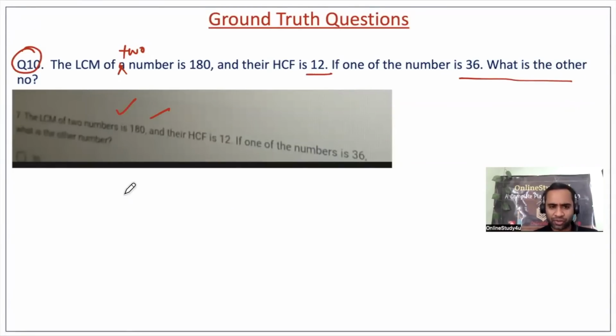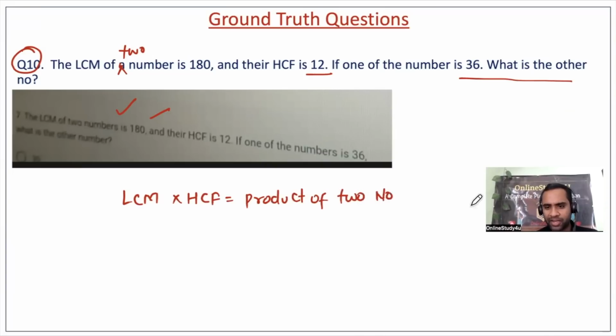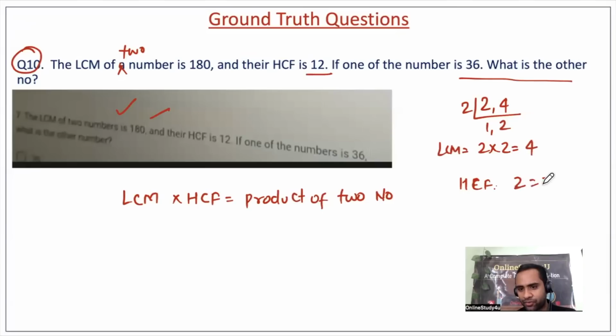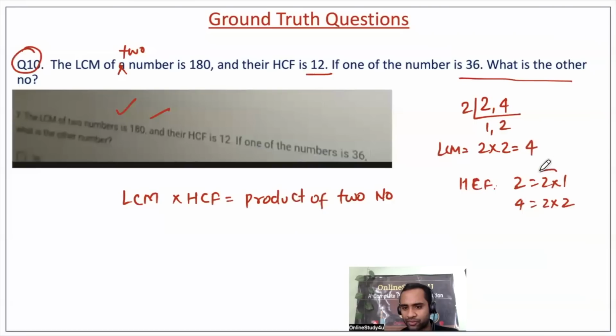Friends, this is again based on the formula. LCM into HCF will be equal to the product of two numbers, right? This is the formula, but if you want, I will explain it also, don't worry. Suppose we are taking the LCM of 2 and 4. LCM of 2 and 4 will be 4 here, right? And the HCF of these numbers will be 2, since 2 is 2 into 1 and 4 is 2 into 2. So the maximum common value here is 2.